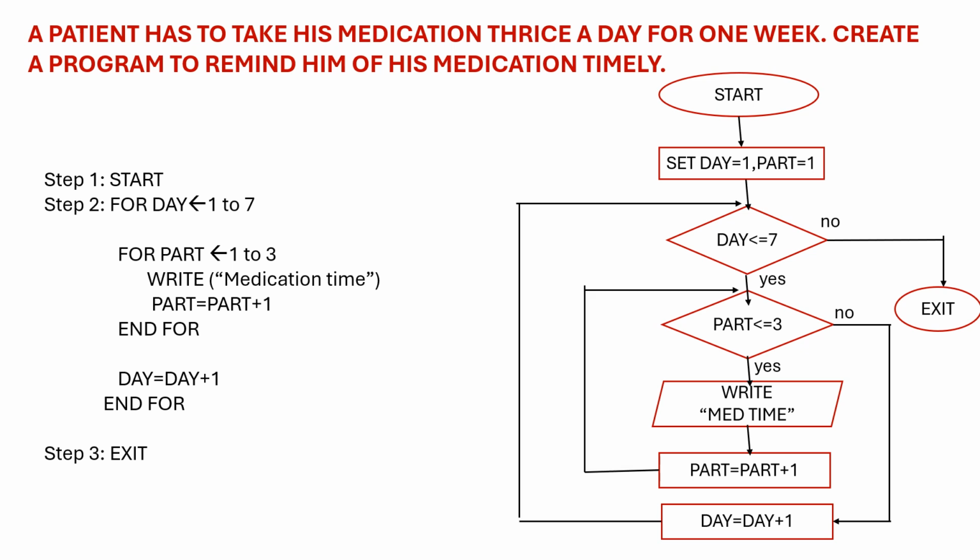And after incrementing it to 1, obviously it is a loop. So for part 1, it is going to go back to the part loop, and for the day, it is going back to the decision statement to make the outer loop. So in this way, the inner loop and outer loop are executed.